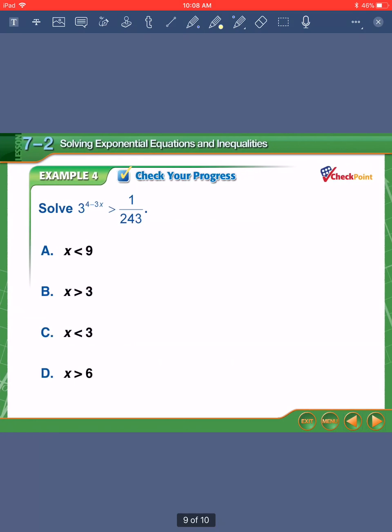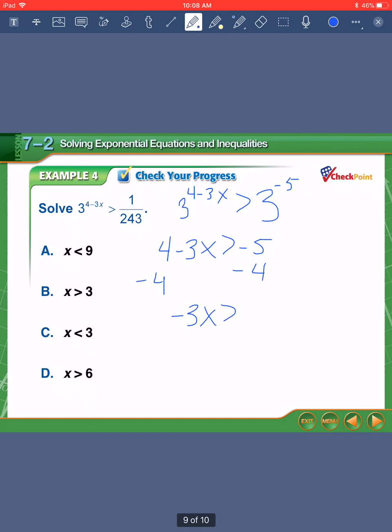I have 3 to the 4 minus 3x is greater than 1 over 243. So I want my base to be 3. So 3 to the 5th power is 243. So 3 to the negative 5th power will be 1 over 243. So this is 3 to the 4 minus 3x is greater than 3 to the negative 5th. So 4 minus 3x is greater than negative 5. So I can subtract 4, and I get negative 3x is greater than negative 9. And divide by negative 3, and I get that x is less than positive 3.